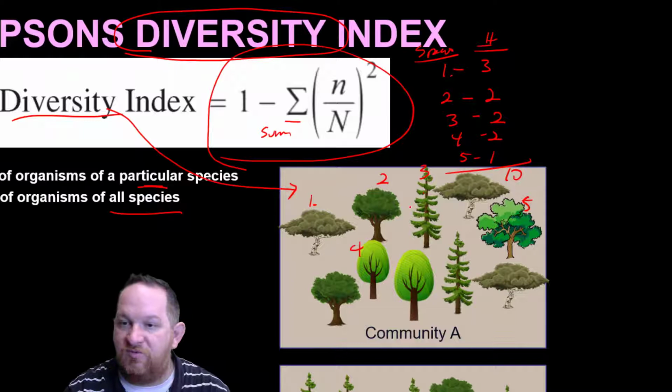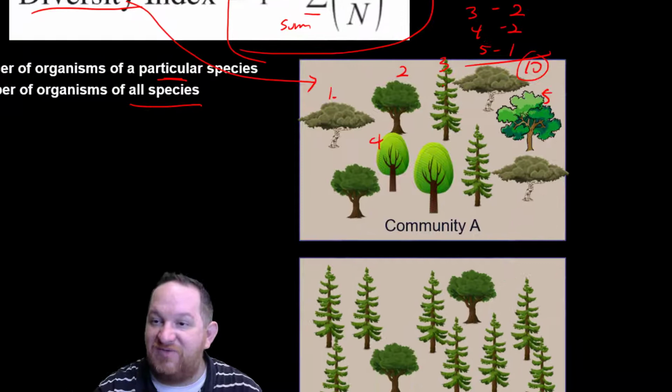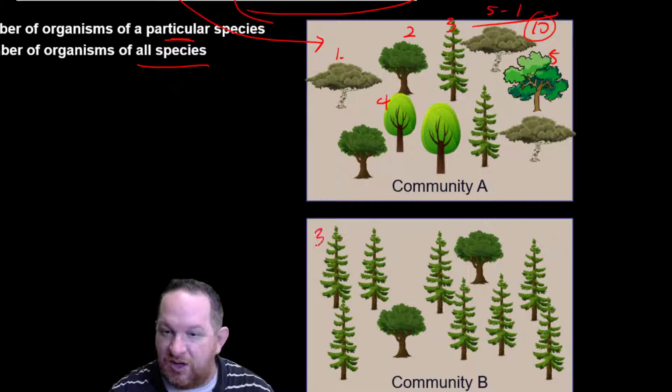11. Uh-oh. 1, 2, 3, 4, 5, 6, 7, 8, 9, 10. No, I did it right. 10 species. Okay, 5 different species, 10 total. Down here, looks like this is species 3, right? And I'm counting for species number 3. 1, 2, 3, 4, 5, 6, 7, 8.